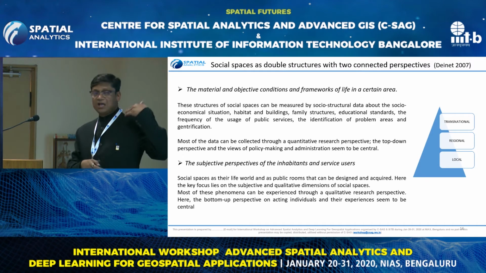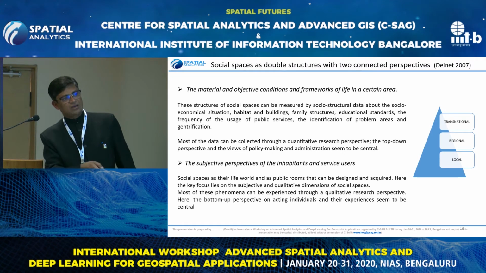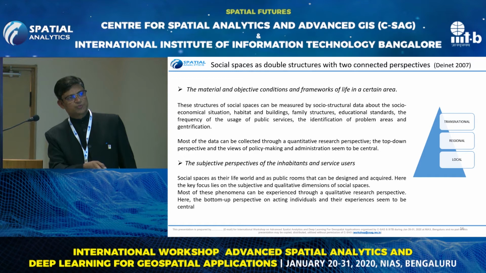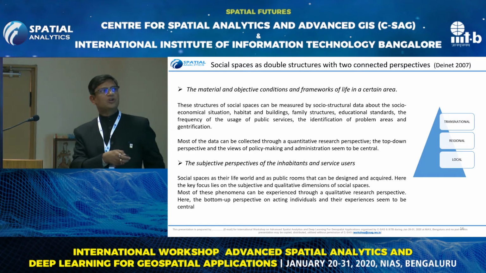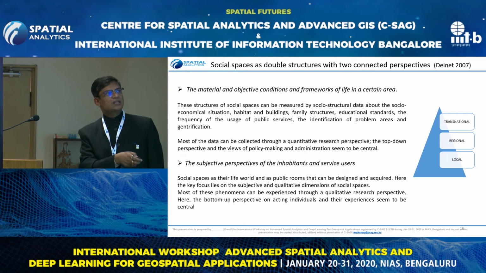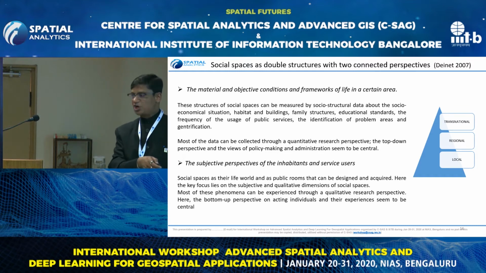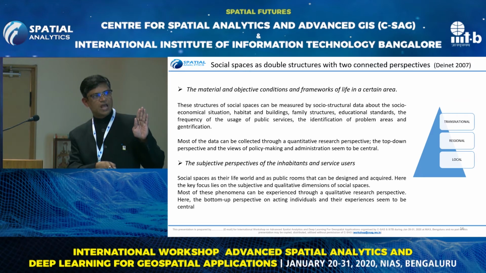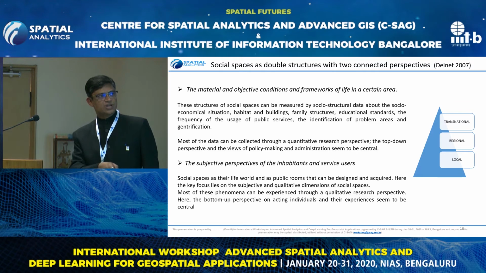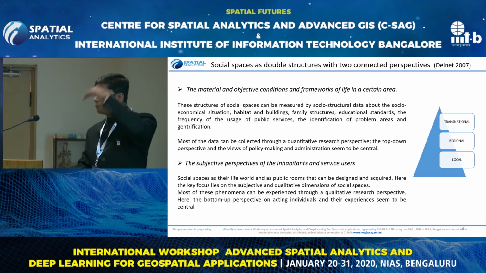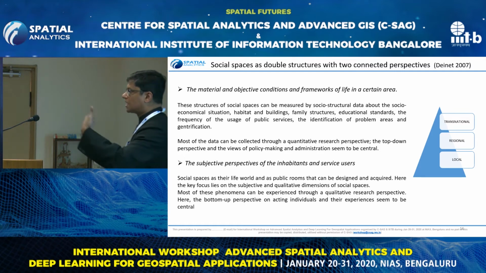Then there is another form of that. As you see, social space comes from local to transnational, and from the research point of view, there are material and objective conditions, given by Dennett, so this structure of social space can be measured. It is measurable by socio-structural data like socio-economic situation, habitat, family structures, education standards, and identification of problem areas. Most of the data can be collected through a quantitative research perspective and the top-down perspective. This is basically what the government collects.